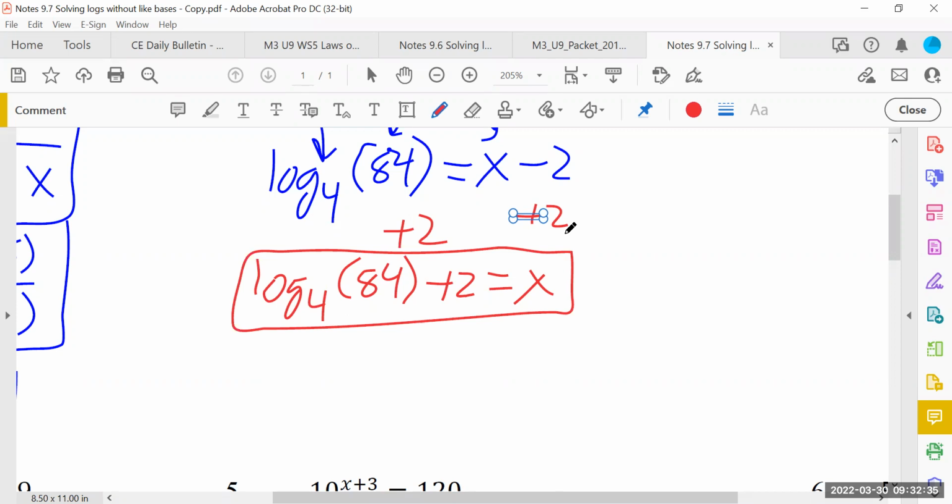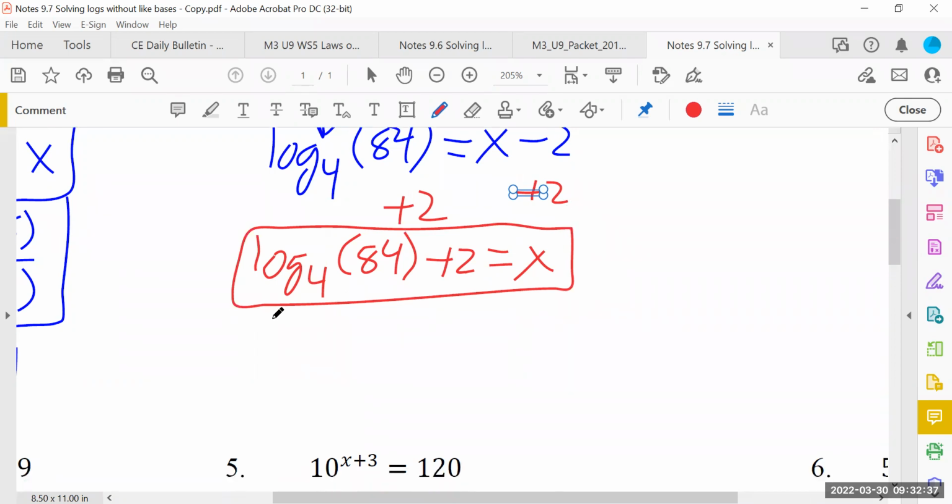So this is one answer. I could use the change of base formula. I'm going to do it with natural log because I'm lazy and it requires one fewer letter. Natural log of 84 divided by natural log of 4 plus 2 equals x. I want everybody on maybe this half of the classroom to plug this into their calculator. Do natural log of 84 divided by natural log of 4, get an answer, add 2. This half of the classroom, I want you to do it with log. Try log of 84 divided by log of 4 plus 2. And let's see if we get the same answer, because it should be the same either way.